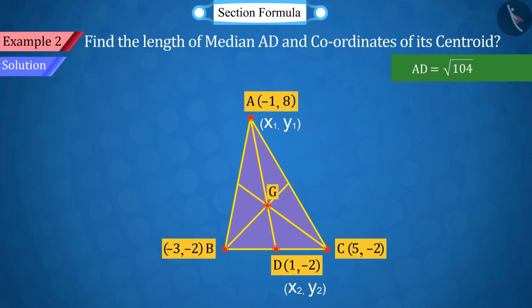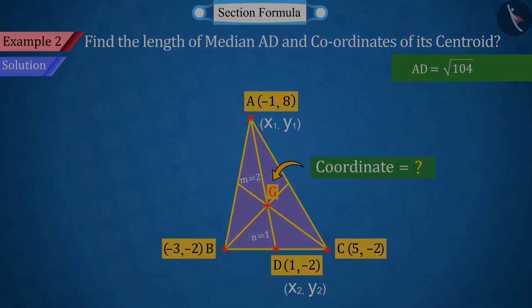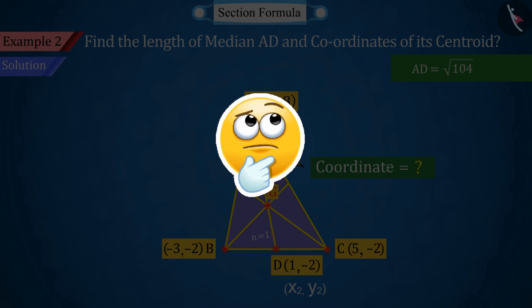Let the point G be triangle ABC's centroid. Because the medians from triangle ABC's 3 vertices intersect at the point G, which divides the median AD in the ratio 2:1, the point G is located on the median AD. Since now we have to find the coordinates of centroid G, try to recall and tell how we solved this type of situation in the previous video.